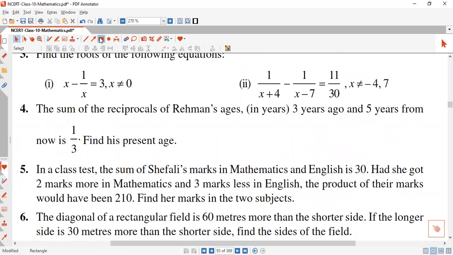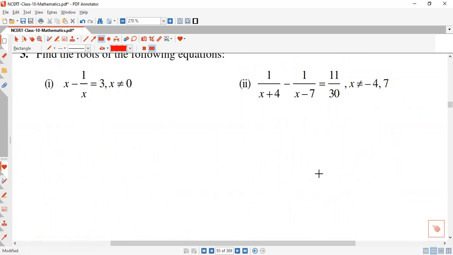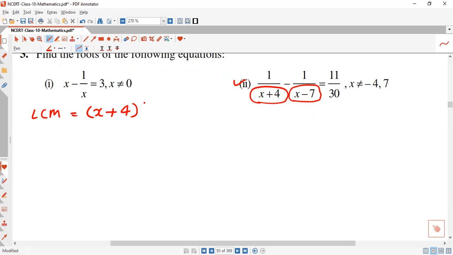Now for this one, this question is given to you, second part. Again, we have to find out the roots. 30 upon x plus 4 minus 30 upon x minus 7 equal to 11 is given to you. So what should I do here in this question? The first thing is that you see in the denominator we have x plus 4. In the denominator we have x minus 7. Take the LCM of these two. The LCM of these two will come out as x plus 4 multiplied by x minus 7. So multiply the whole equation by this factor.